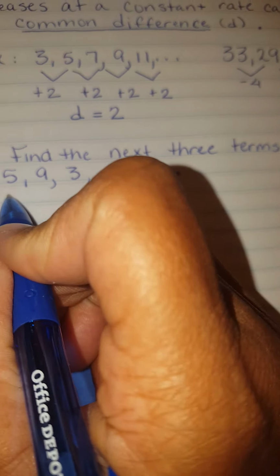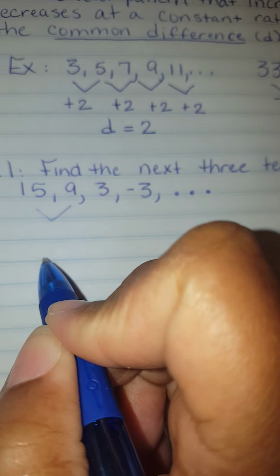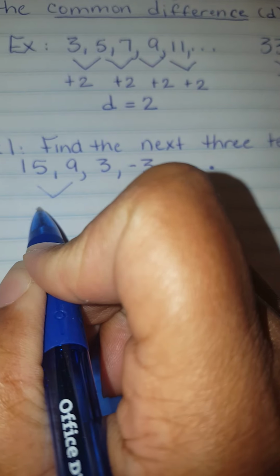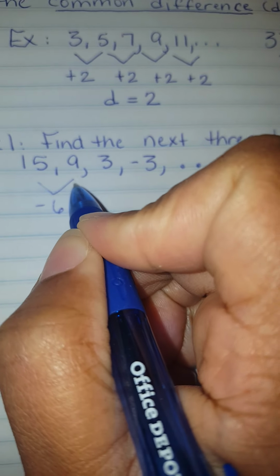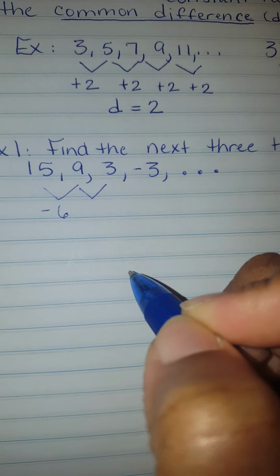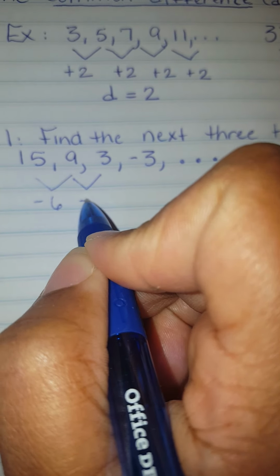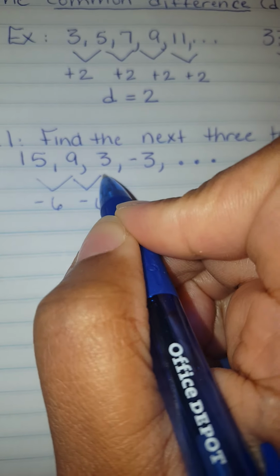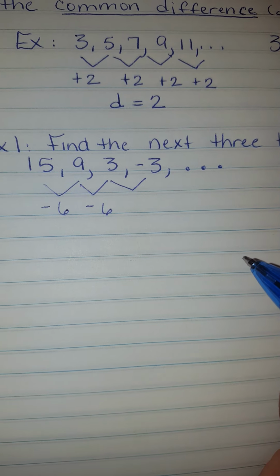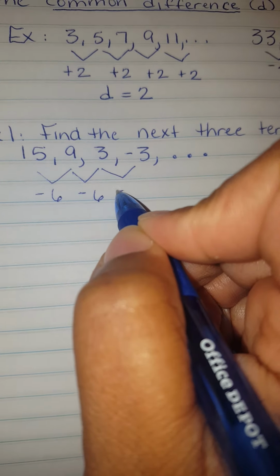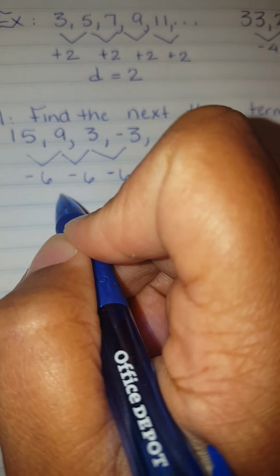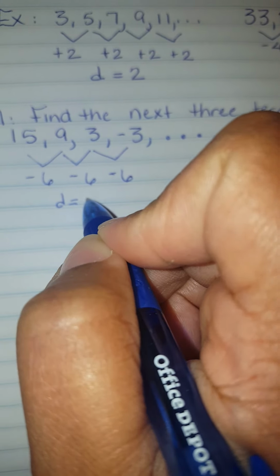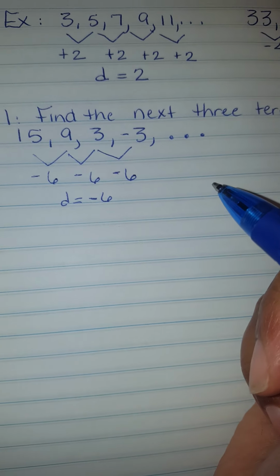So from 15 to 9, I notice that it is decreasing by 6. From 9 to 3, I notice a decrease by 6. And from 3 to -3, I notice a decrease by 6. So therefore, the common difference is -6.